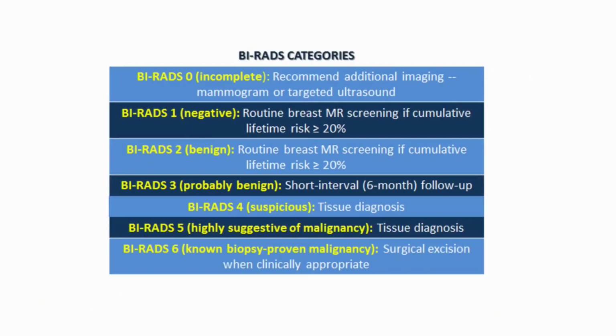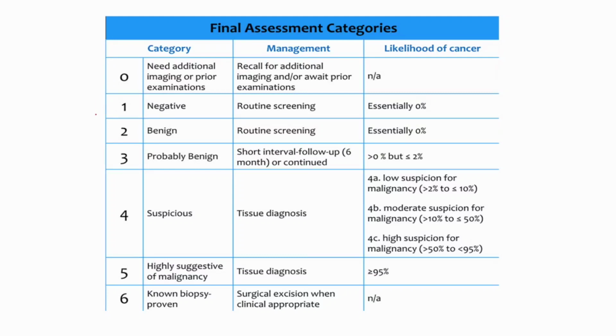Okay, we have BIRADS categories. If you see BIRADS categories, we have 7 categories starting from category 0 to category 6. BIRADS category 0 is used for diagnosis purpose. In category 0, there is not sufficient information in the radiological data, so additional imaging or prior examination is needed. Management is recall for additional imaging. More imaging is required here.